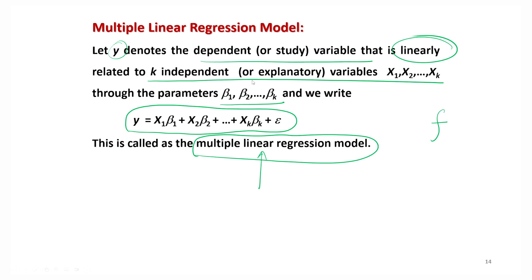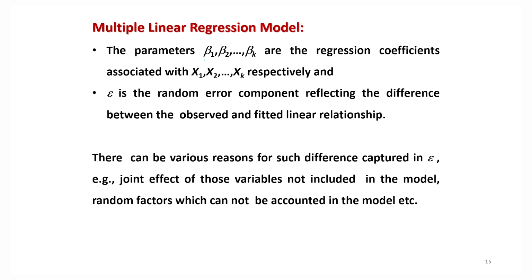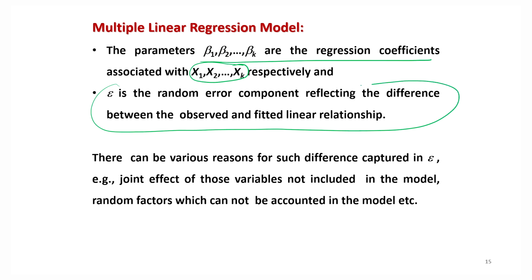x1, x2, ..., xk. Right, here the parameters beta 1, beta 2, ..., beta k are called regression coefficients, and they are associated with the explanatory variables x1, x2, ..., xk respectively. So beta 1 is associated with x1, beta 2 is associated with x2 and so on, and epsilon is the random error component, which reflects the difference between the observed and fitted linear relationship.